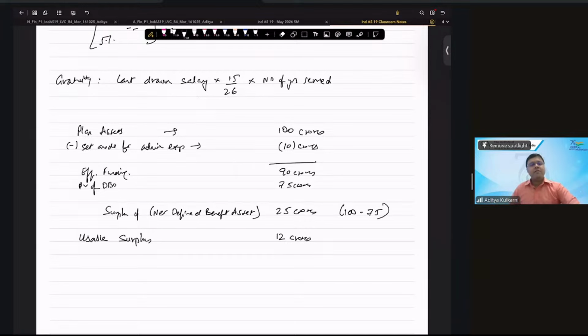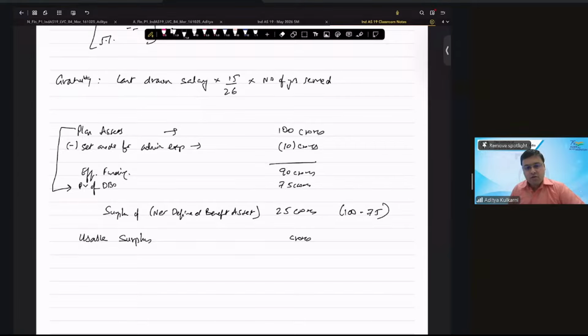Yes, you have a book surplus of 25, total plan assets 100 minus 75 worth of defined benefit obligation. So you have a net surplus in book terms of 25 crores. But tell me one thing, can I utilize this entire 25 crores for my employee benefits in the future? Answer is no. Because out of 25 crores, 10 crores never belongs to you. 10 crores will never belong to you.